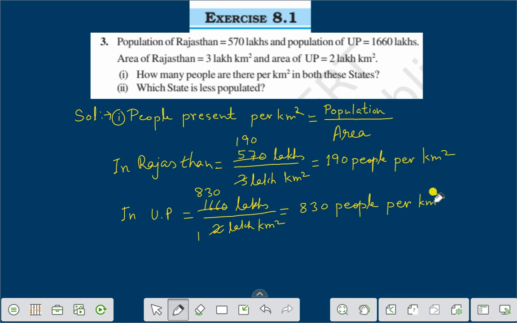Here you find that in Rajasthan it is only 190 people per square kilometer and in UP 830 people per square kilometer. Therefore, we can say that Rajasthan is less populated than UP. So for number 2, which state is less populated? Rajasthan is less populated.